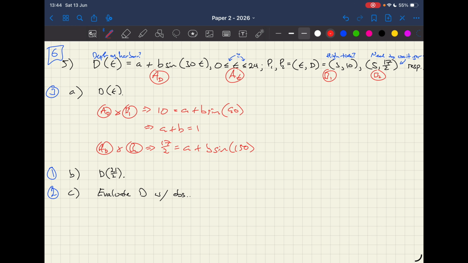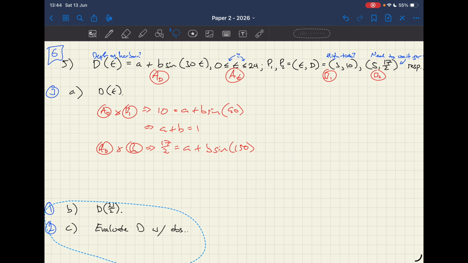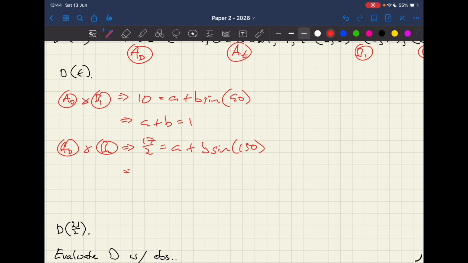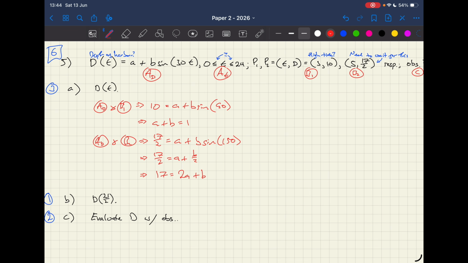And now then, move this out of the way a little bit. What is sine of 150? Let's have a little look. Am I in degrees? I am. Sine 150, same as sine 30, isn't it? Yeah, it's a half. So this should be 17 on 2 is equal to A plus 1/2 of B. Let's double everything. What do we get? 17 is 2A plus B. Beautiful, that looks good to me.